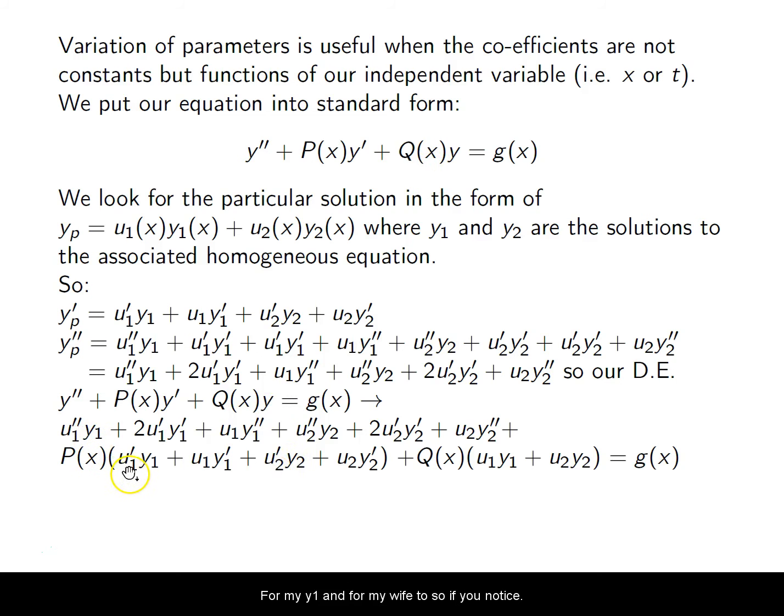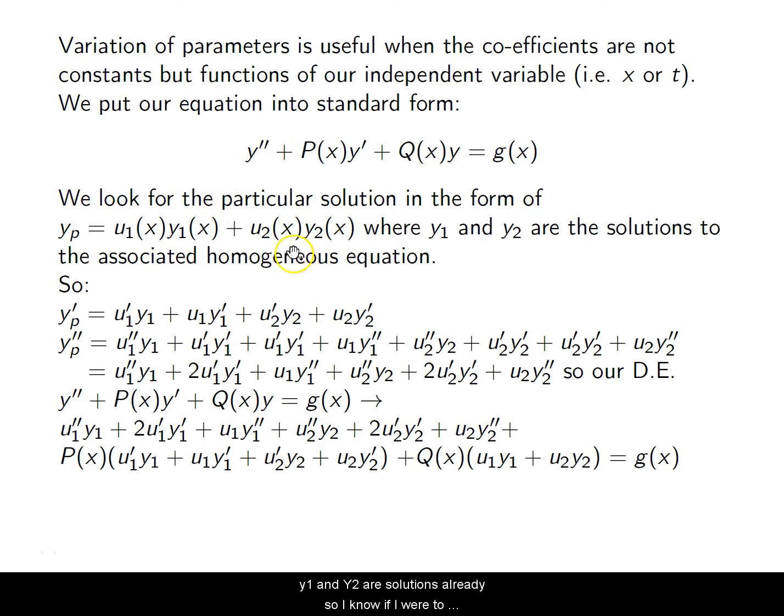If you notice, I can pull out a u1 here because I have a p of x times y1 prime. I have a p of x times y2 prime, and I also have a q of x times y1, a q of x times y2. I'm sorry, not y1 prime, but the y1 portions. So I can pull out a y1 form of this and a y2 form of this.